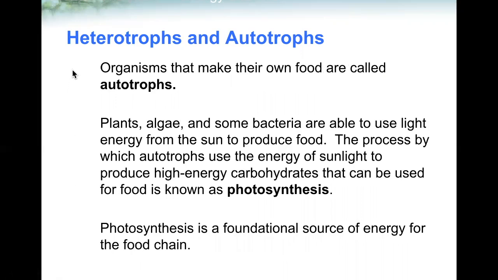Organisms that make their own food are called autotrophs. Plants, algae, and some bacteria are able to use light energy from the sun to produce food. The process by which autotrophs use the energy in sunlight to produce high-energy carbohydrates that can be used for food is known as photosynthesis. Photosynthesis is a foundational source of energy for the food chain.